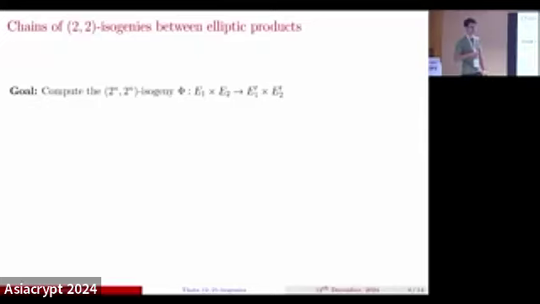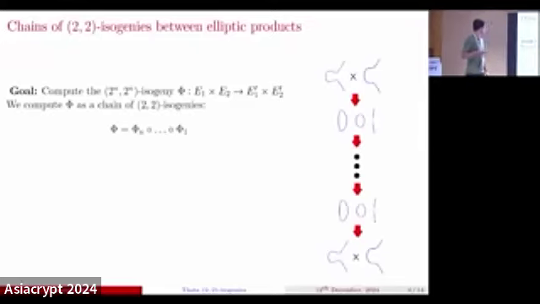How do you compute these isogenies? This is analogous to the case of elliptic curves. Basically, you chain (2,2)-isogenies, which are the atomic entities whenever you want to compute these long chains of isogenies.